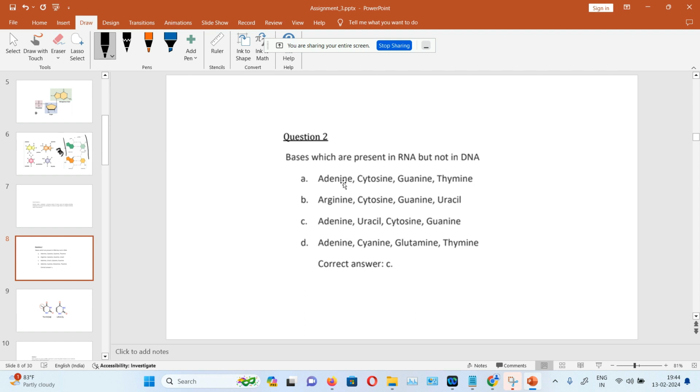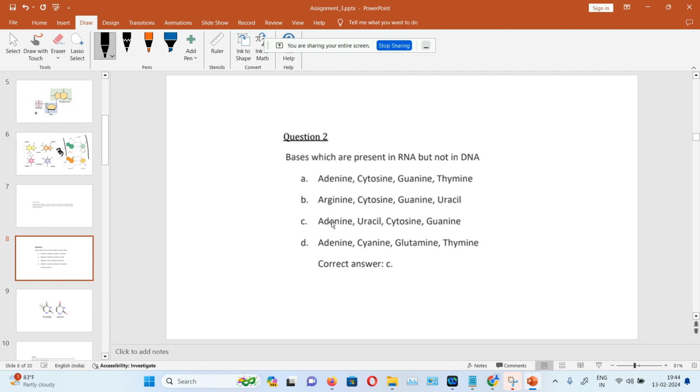These are the bases present in DNA, not in RNA. And this one: arginine, cytosine, guanine, uracil. And this is a tricky one. This arginine is actually an amino acid, not a base at all. So this option does not belong to either of these. It is not present in RNA, and it's not present in DNA either.